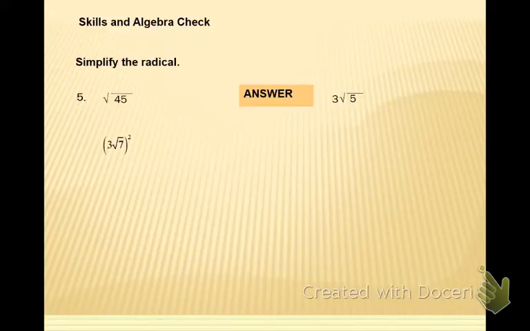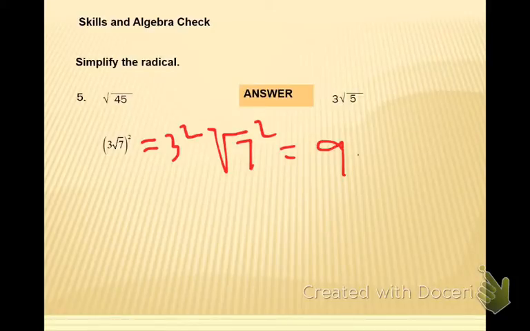All right, so on this one, you have to square both the 3 and the 7. What happens when you square a radical or multiply it times itself? What does it do? Becomes that number, right? So this would be 3 squared times radical 7 squared. 3 squared is 9. Radical 7 times radical 7 is 7. 9 times 7 equals 63. Okay?